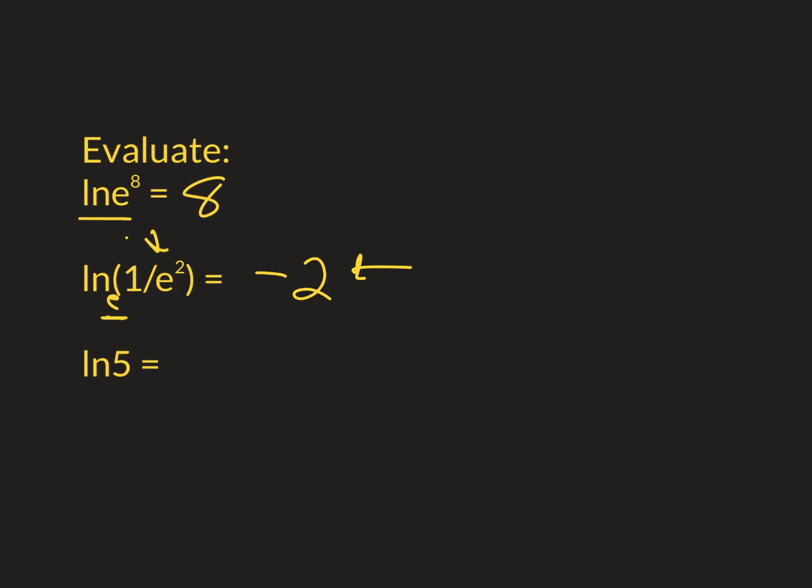And this one, natural log 5, I don't know that one, so I'm just going to punch that straight into my calculator. Hit the natural log button, 1.60944, and there you go.